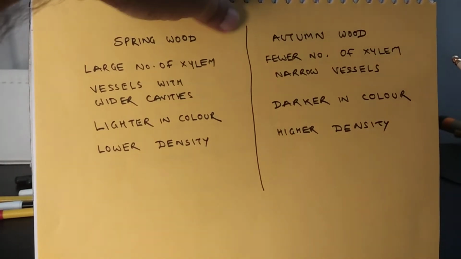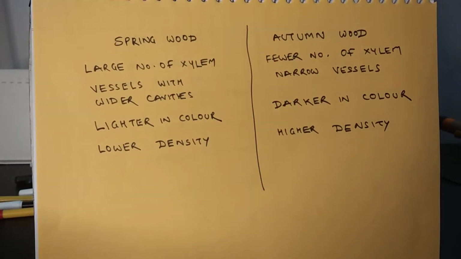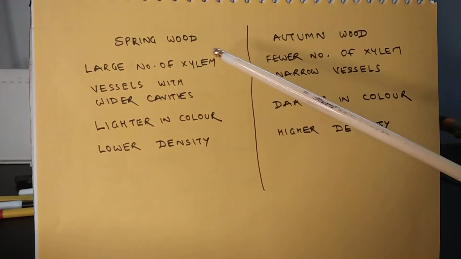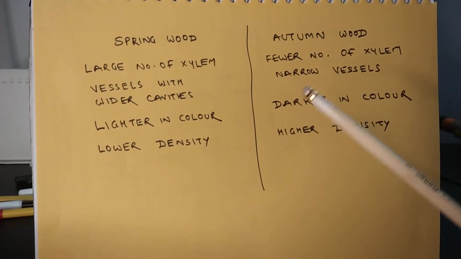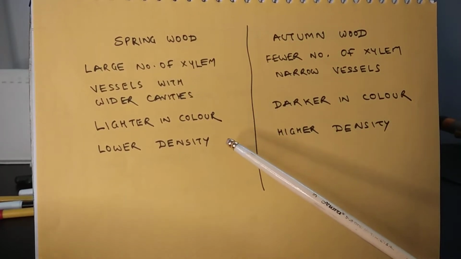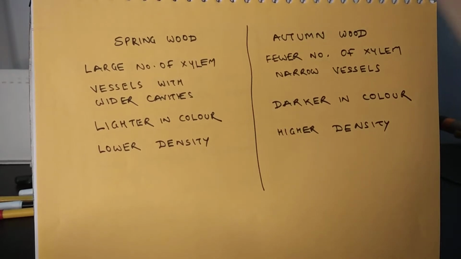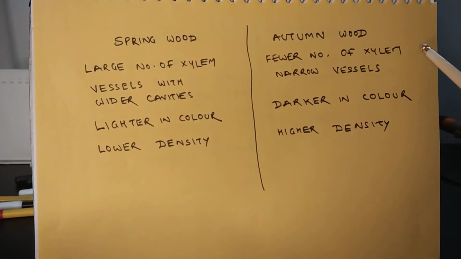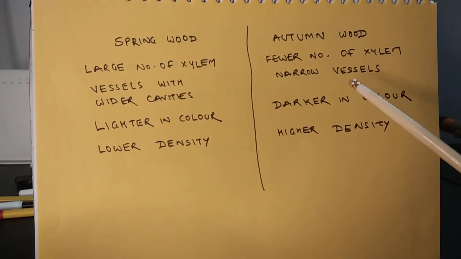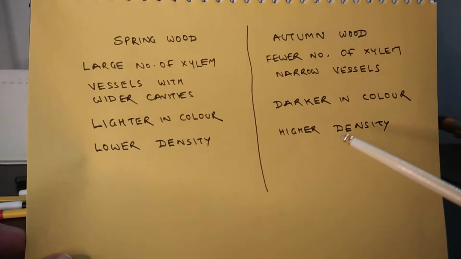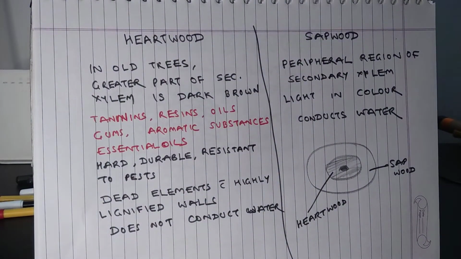Let us first recap the difference between spring wood and autumn wood. In case of spring wood, a large number of xylem elements are formed. Xylem vessels have wider cavities. The wood is lighter in color and has a lower density. In case of autumn wood, a fewer number of xylem vessels are formed. Xylem vessels have a narrower cavity. The wood is darker in color and has higher density.